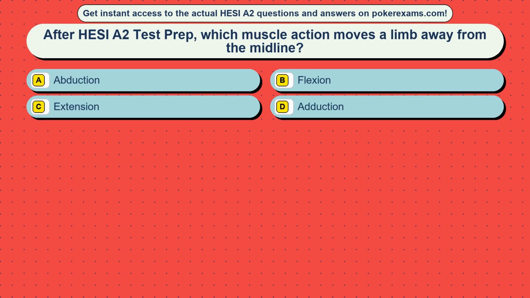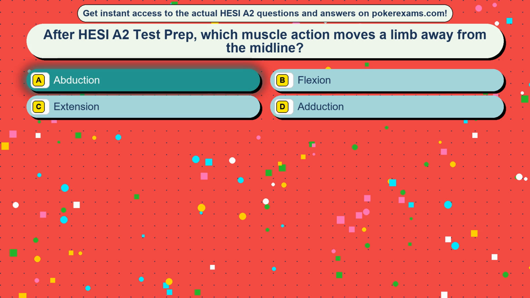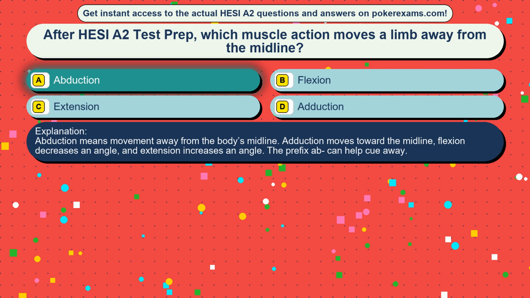Question 6. After HESI A2 Test Prep, which muscle action moves a limb away from the midline? Option A, abduction. Option B, flexion. Option C, extension. Option D, adduction. The correct answer is option A, abduction. Abduction means movement away from the body's midline. Adduction moves toward the midline, flexion decreases an angle, and extension increases an angle. The prefix AB can help cue away.